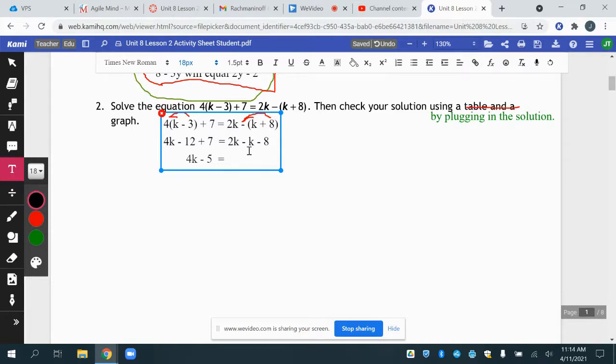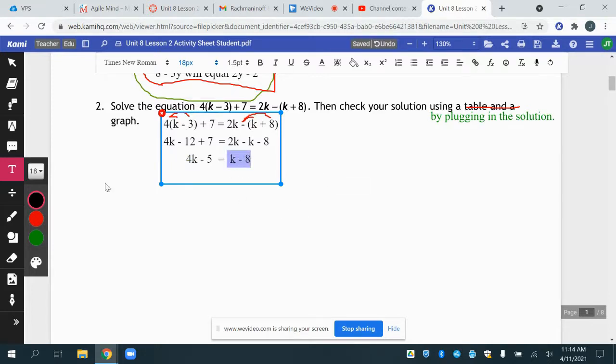Here I have 2k's minus 1k. Well, if I have 2 of anything and I take 1 away, that just leaves me with 1. Okay, there we go. So now I'm going to take away a k from each side. I have 4 k's on this side, I have 1 k on that side.